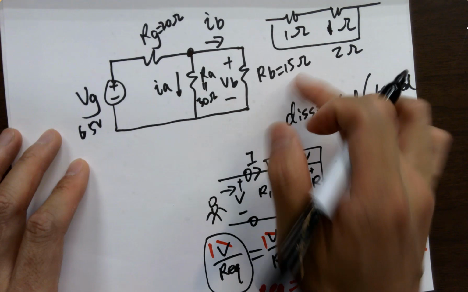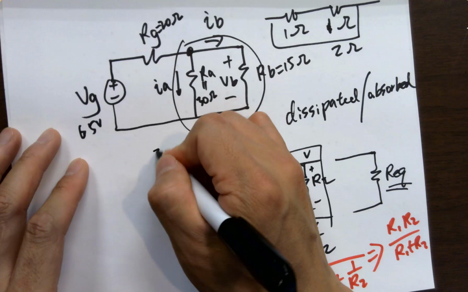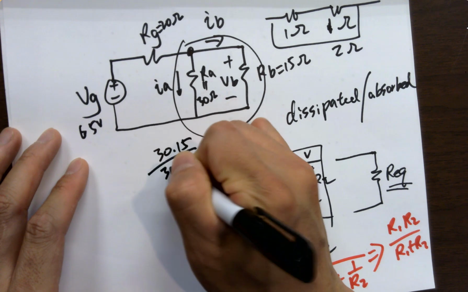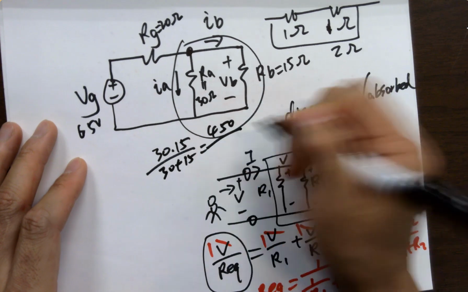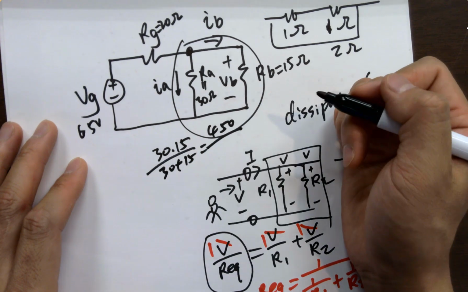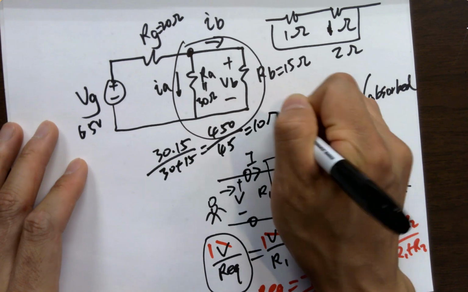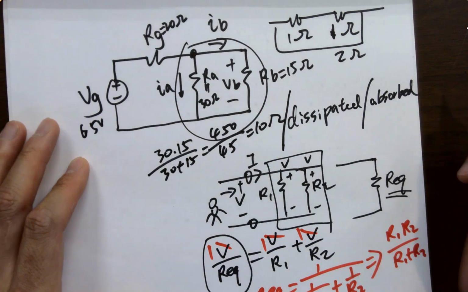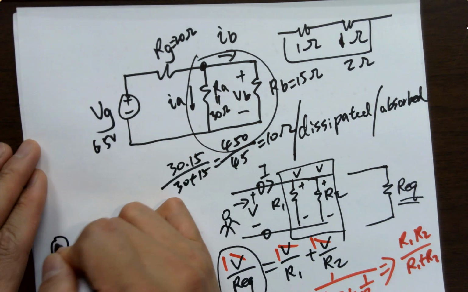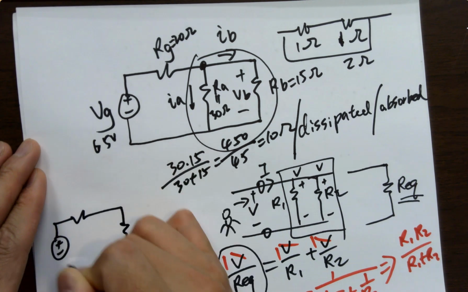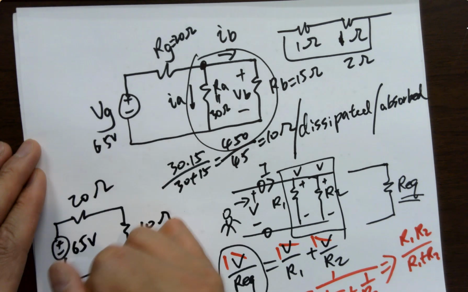30 ohms, 15 ohms. So the equivalent resistance of these two components in parallel is 30 times 15 over 30 plus 15, which is what? 450 over 45, which is 10 ohms. So you can convert the circuit into this: 10 ohms, 20 ohms, 65 volts.